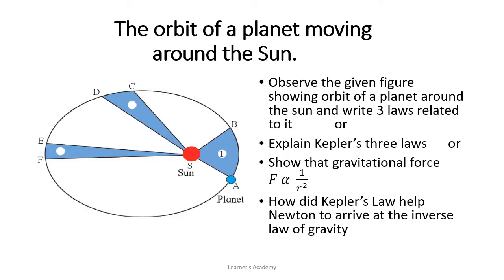Now the picture is given and they can ask the question like this: observe the given picture showing orbit of a planet around the sun and write 3 laws related to it. Or they can frame the question directly and ask you, explain Kepler's 3 laws. Or they can even ask, show that gravitational force is inversely proportional to the distance of the planet from sun. Or this question can also be asked in a way like, how did Kepler's law help Newton to arrive at the inverse law of gravity?